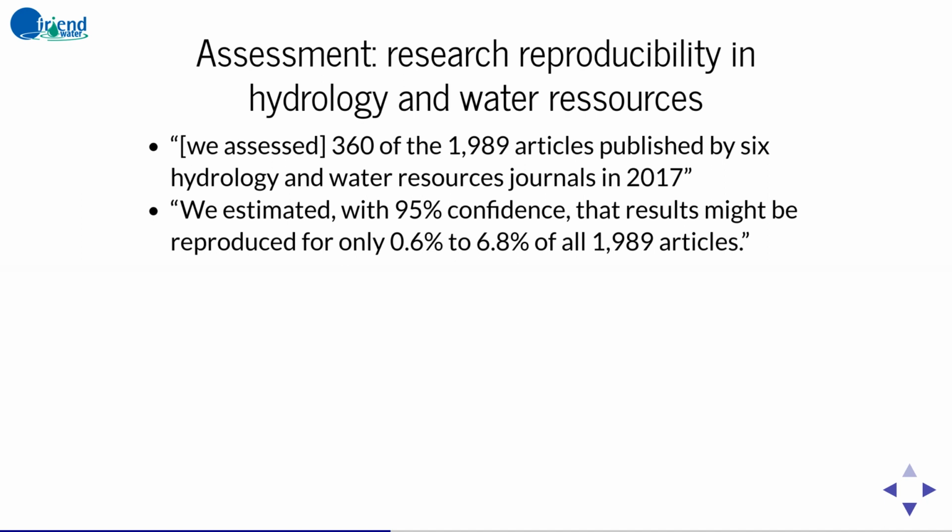The latter examined 360 of nearly 2,000 articles published in 6 journals in the field of hydrology and water resources in 2017. One finding is that less than 7% of the results were reproducible. In recent years, the issue of reproducibility in hydrology has come under increased focus, and there are a number of initiatives and approaches to improve the situation.